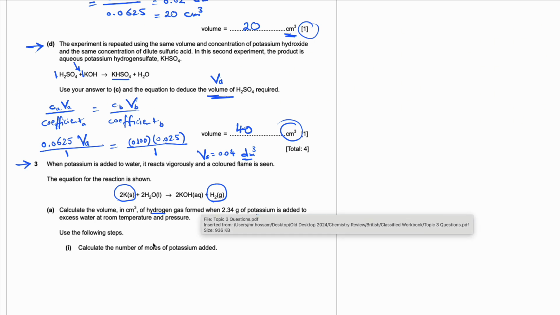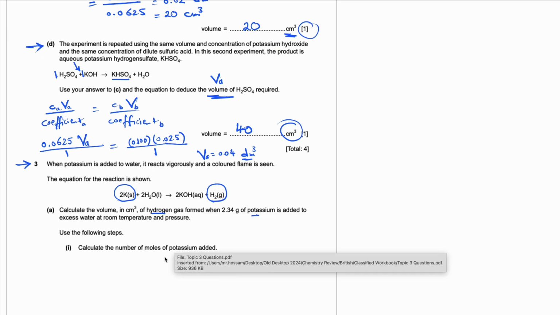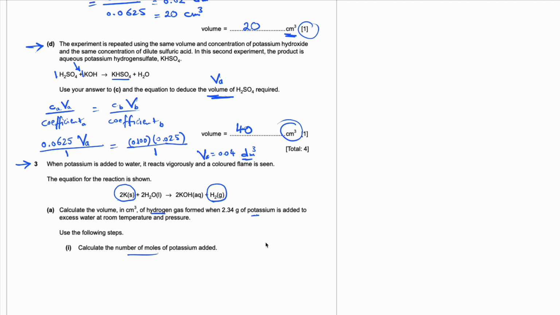And then he's going through a series of steps. So the first question here, he's asking for the number of moles. Remember, the number of moles is always when you divide the given mass over the molar mass. So remember, we have a triangle for the number of moles, okay? We have number of moles equals the given mass over the molar mass.